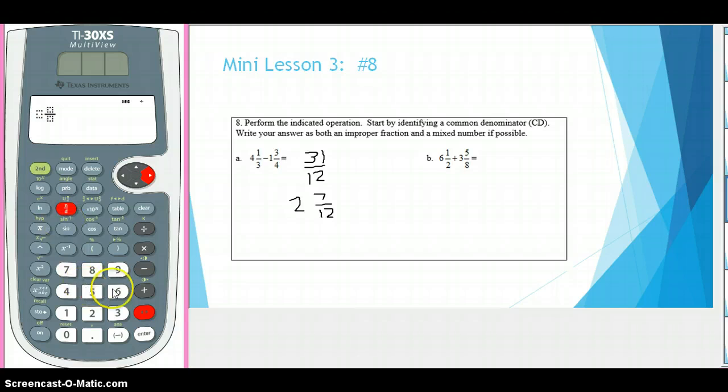So enter your mixed number, 6 and 1/2, plus another mixed number, 3 and 5/8. Now I'll hit enter. The result is 81/8. That is an improper fraction since 81 is greater than 8. Now I'll get the calculator to change it to a mixed number. I'll hit second, this button, and we get 10 and 1/8 as our mixed number answer.